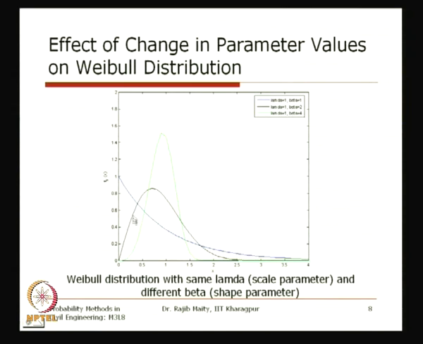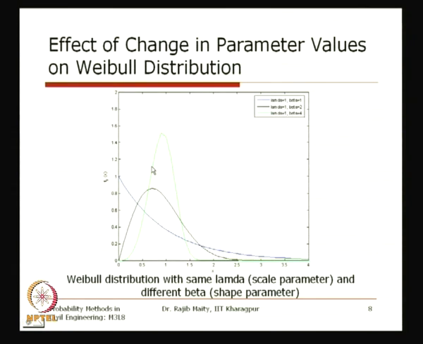For this black one, the combination is lambda equals 1 and beta equals 2, and for this green one, lambda equals 1, which means all the lambdas are the same for all three, and beta equals 4. So from blue, then black, then green, beta is increasing from 1, 2 and then 4. Here we can see two things.